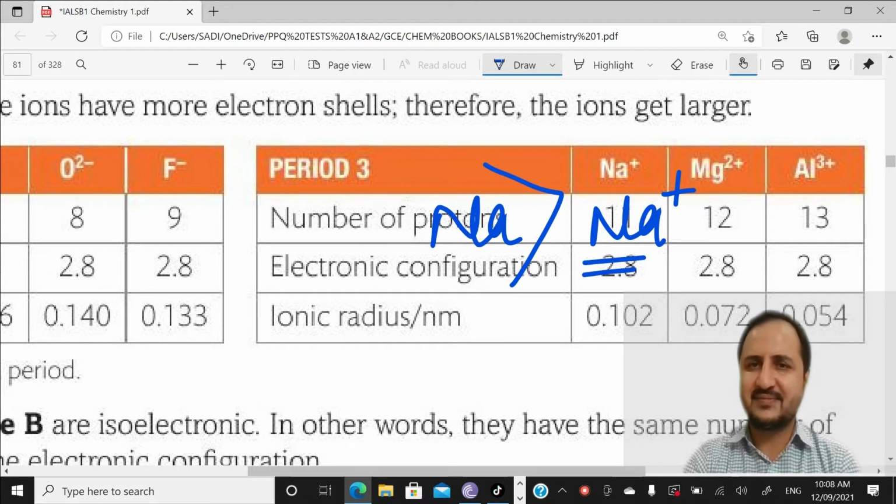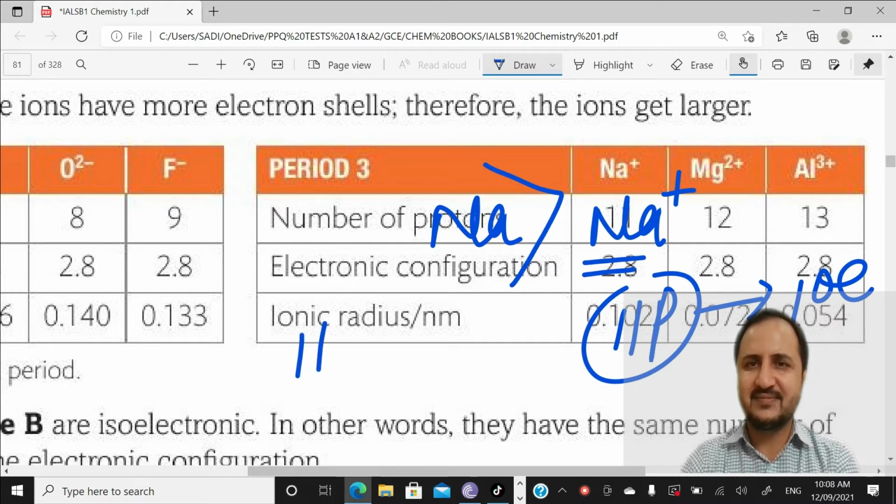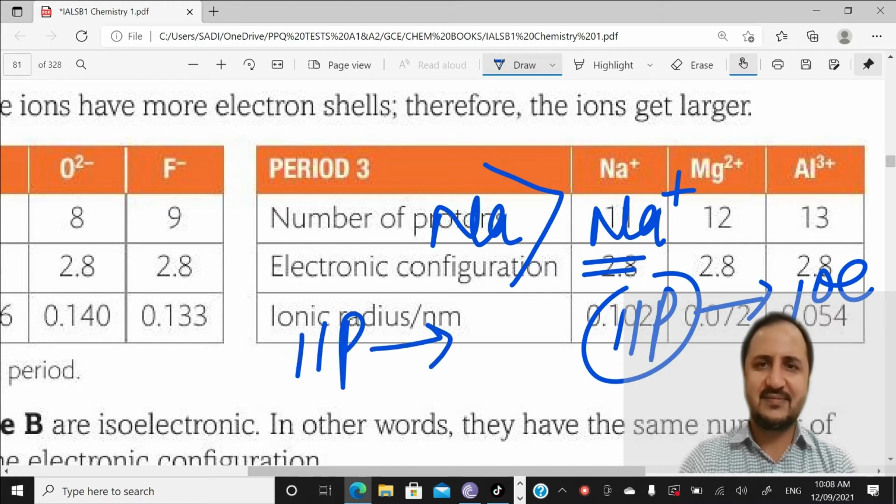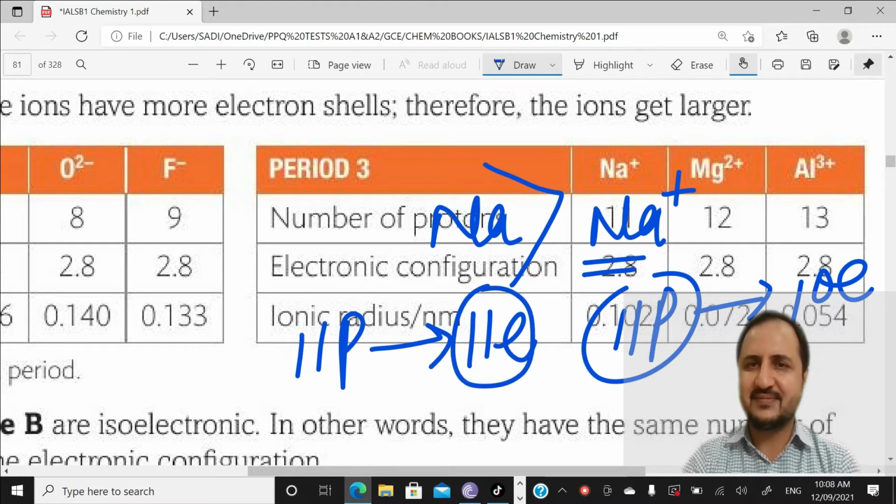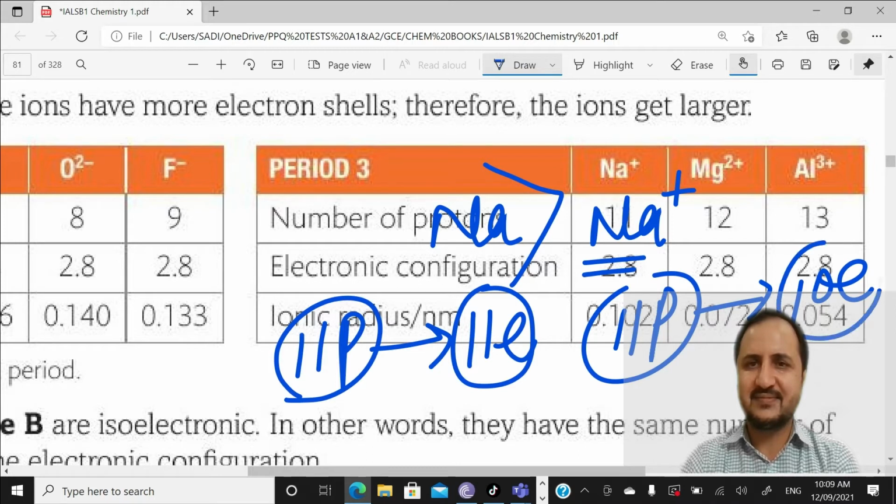The reason for that is that after losing one electron, the nucleus of the sodium positive ion, which has 11 protons, is attracting 10 electrons now. Before, the same 11 protons were there and they were attracting 11 electrons. So now the nucleus is more powerful. It is using the force of attraction over 10 electrons now, right? So that's why sodium positive is smaller as compared to sodium. Listen to it very carefully.